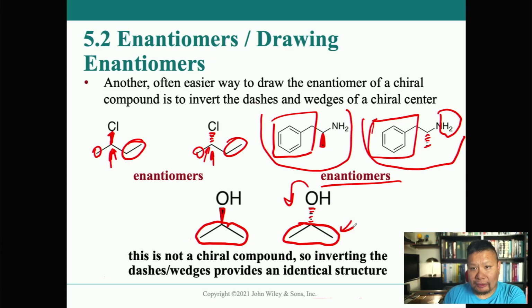But if you have a chiral center or an unsymmetrical molecule, an easy way to have the enantiomer of that molecule is to invert the dash and the wedges of the chiral center, right? Good stuff.